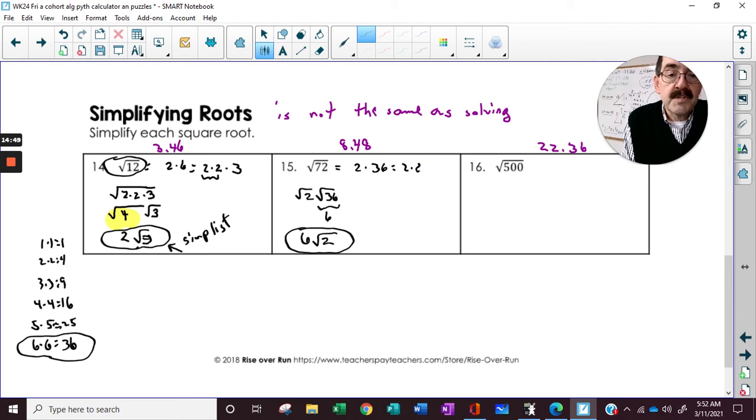2 times 2 times 18. 2 times 2 times 2 times 9. What's the square root of 9? What's the square root of 4? 4 times 2 times 9.